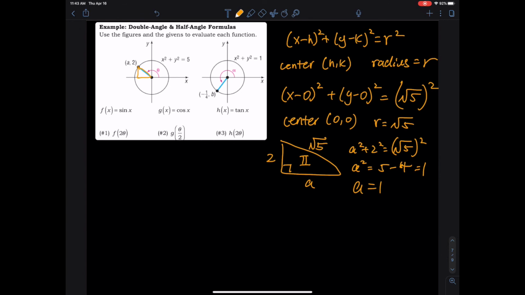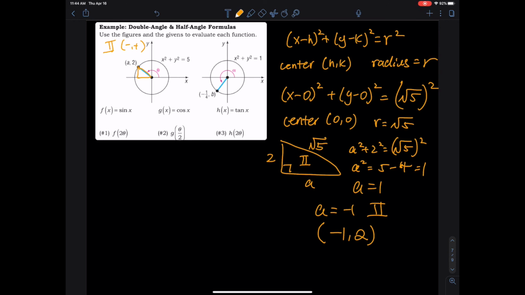Nope, the answer is not true because A is x, right? So in quadrant 2, we have negative x and positive y. So A is equal to negative 1 in quadrant 2. So what is the point? The point at quadrant 2 is negative 1 comma 2. So that is how we analyze the circle.